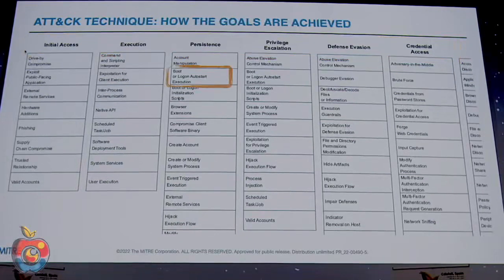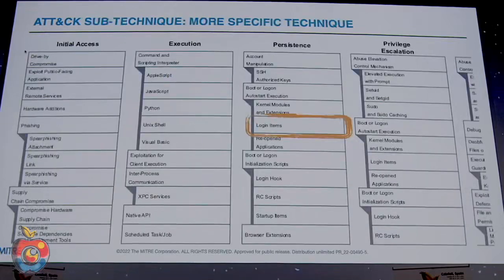Do I take a car? Do I walk? What does that look like? And then when you get down to the sub-technique, in this case we're talking about an auto start at login, the sub-technique is going to be login items. And that'll be: I took this route, and that is how I got there. Just kind of give you a really high-level overview of what that means.